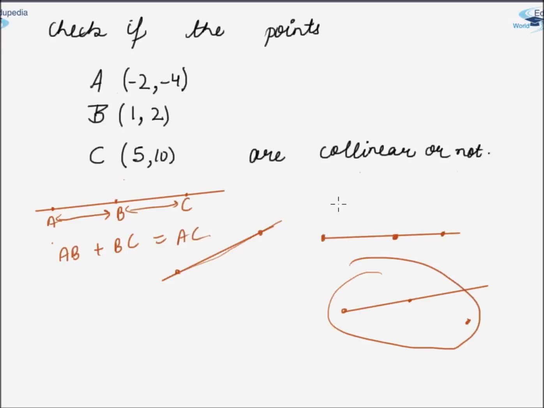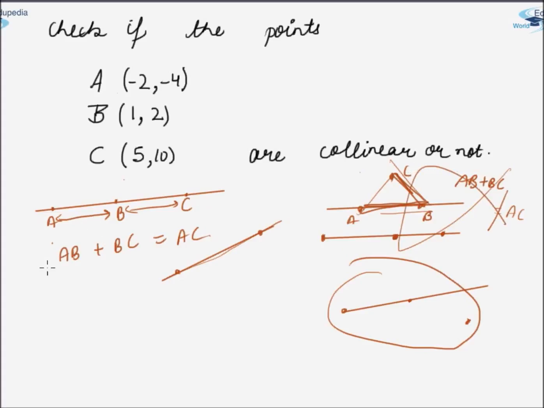Whereas if we have 3 points that are non-collinear, say again we have points A, B and C, then we cannot say that AB plus BC is equal to AC or AC plus BC is equal to AB. We cannot surely make such statements. So if the points are collinear, the sum of 2 distances will be equal to the third distance.